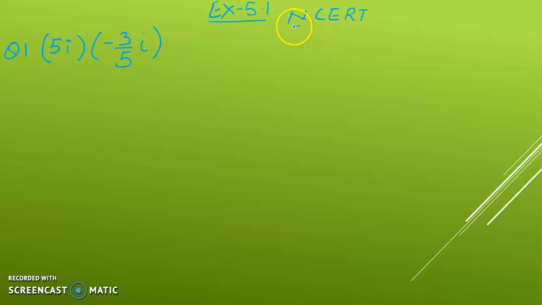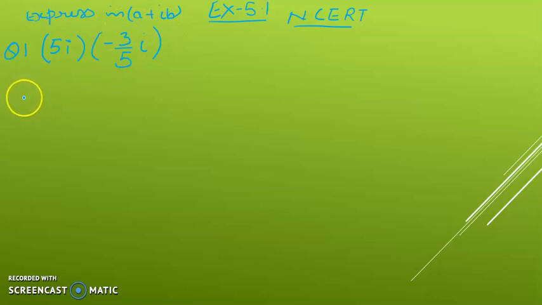Question number 1 says that you have to express this in the form of A plus iB. Express in A plus iB form. Your first question is this one. Questions 1 to 10 say that you have to express in A plus iB form. So, starting with this.